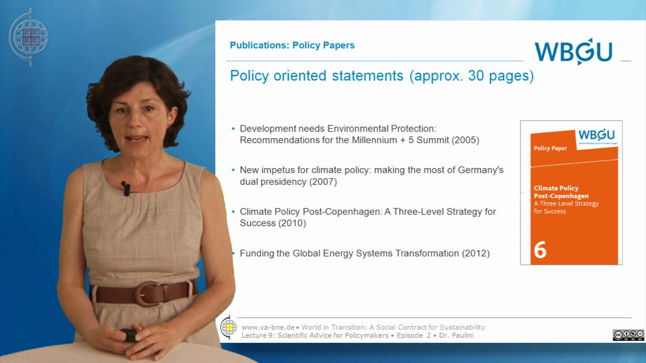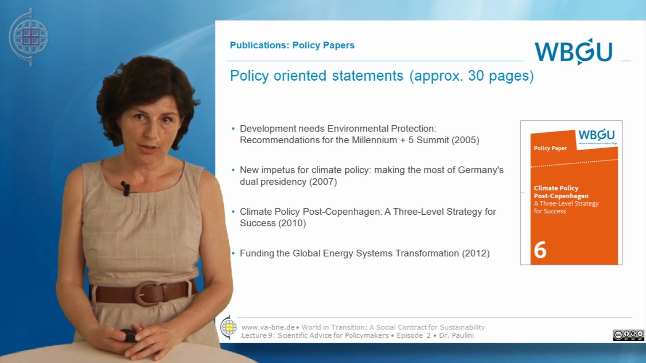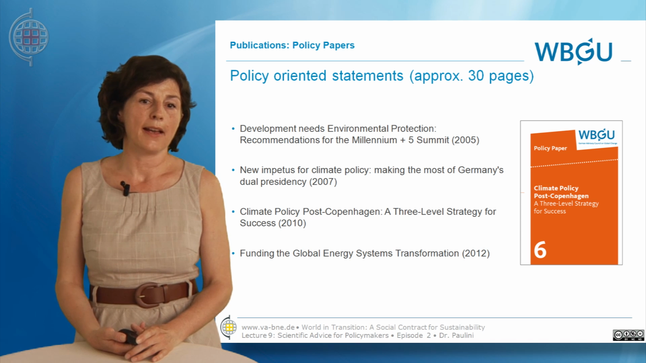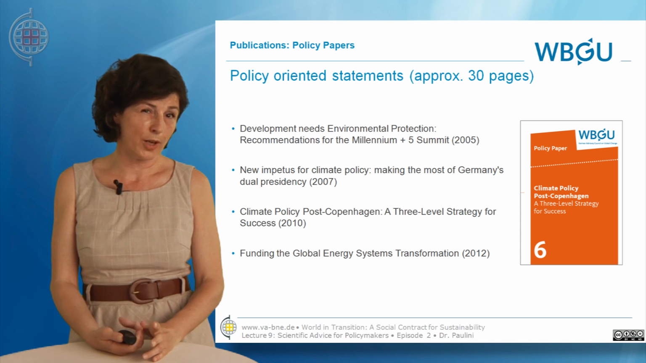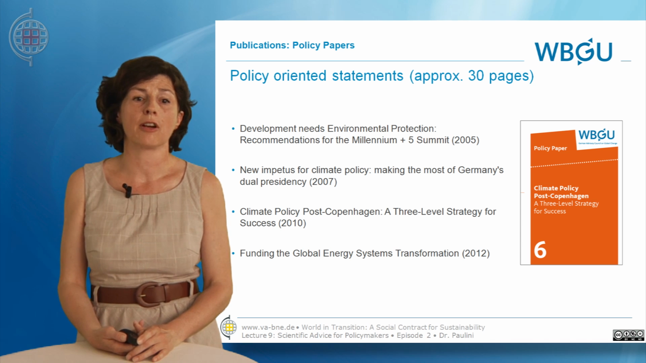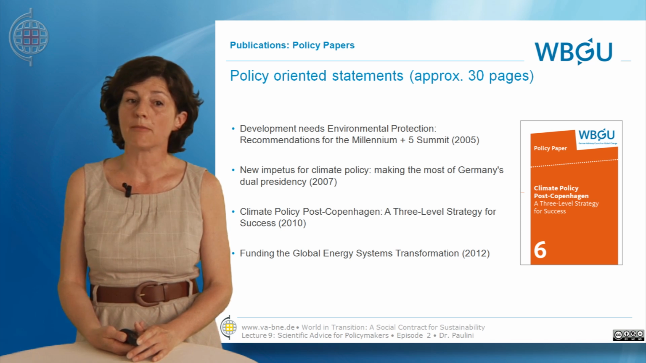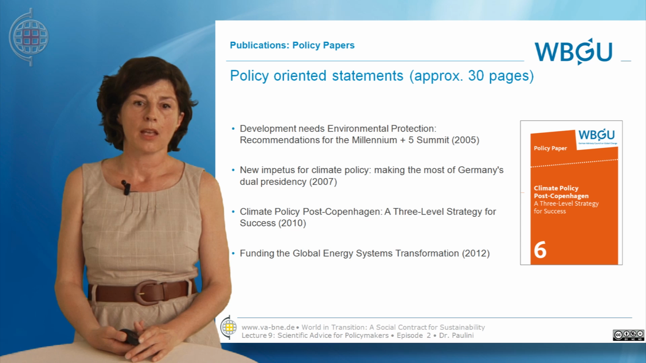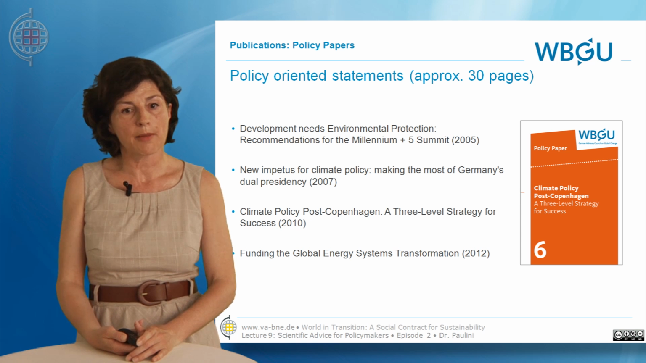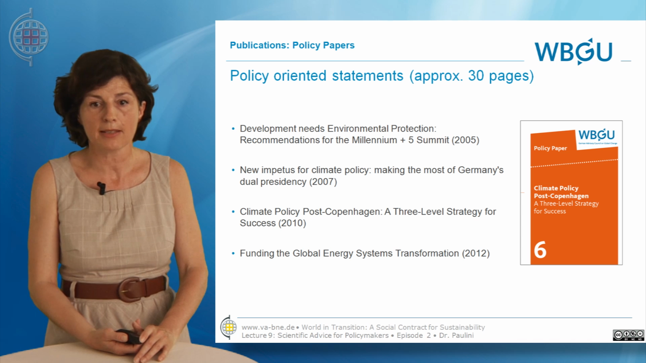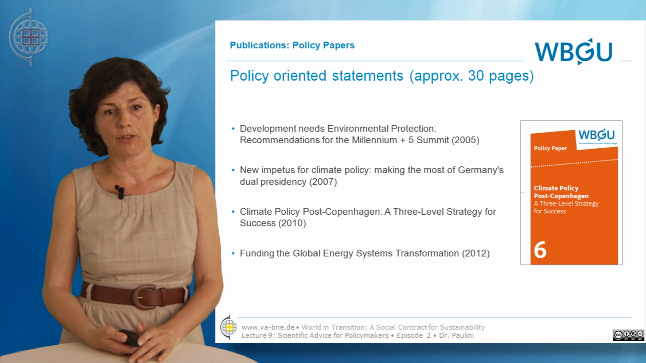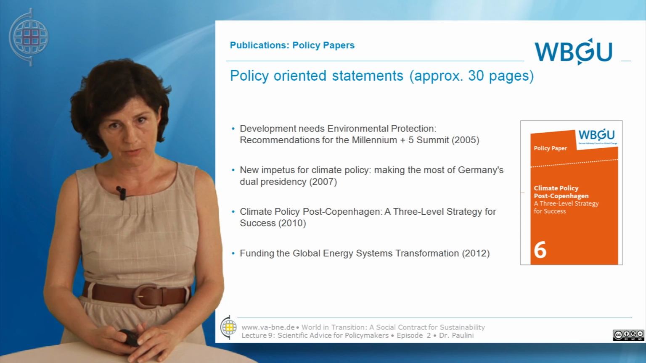Coming to 2010, we talked about the climate conference in Copenhagen just a minute ago. Now we are after that conference, and WBGU published a policy paper, What Should We Do Now after the outcome of that conference? This policy paper is called Climate Policy Post-Copenhagen, a 3-level strategy for success. And the Council stated that the international climate policy post-Copenhagen is in crisis, and that there was back then, and still isn't currently, no prospect of the comprehensive and binding UN climate treaty being achieved within the foreseeable future.